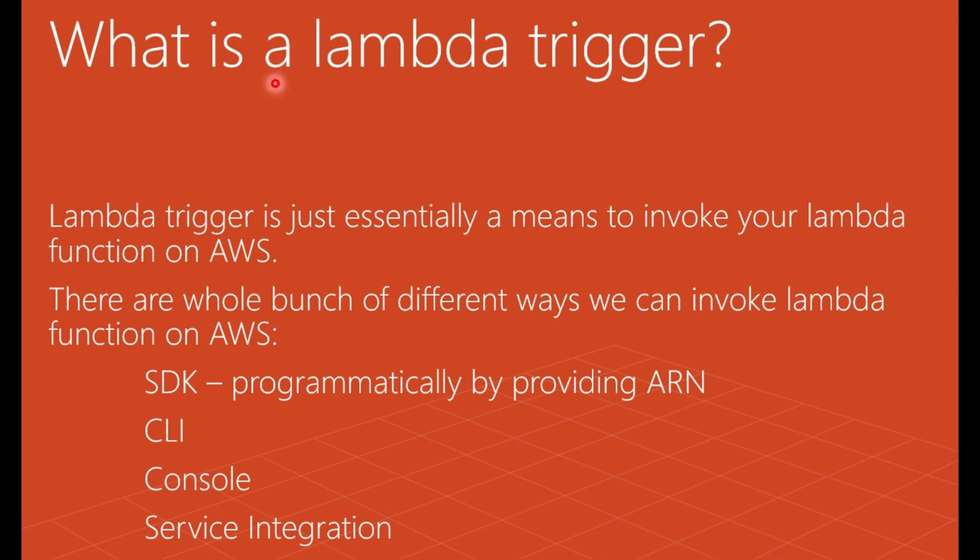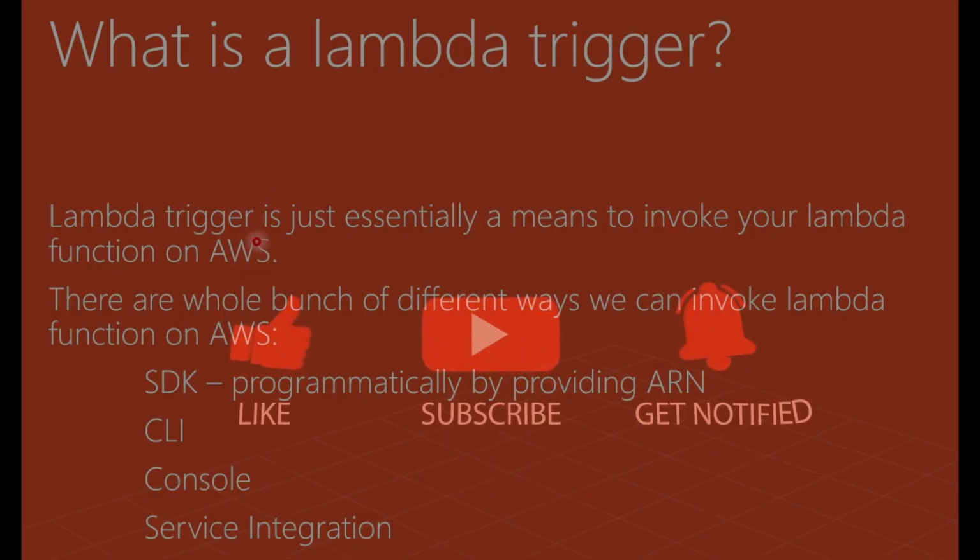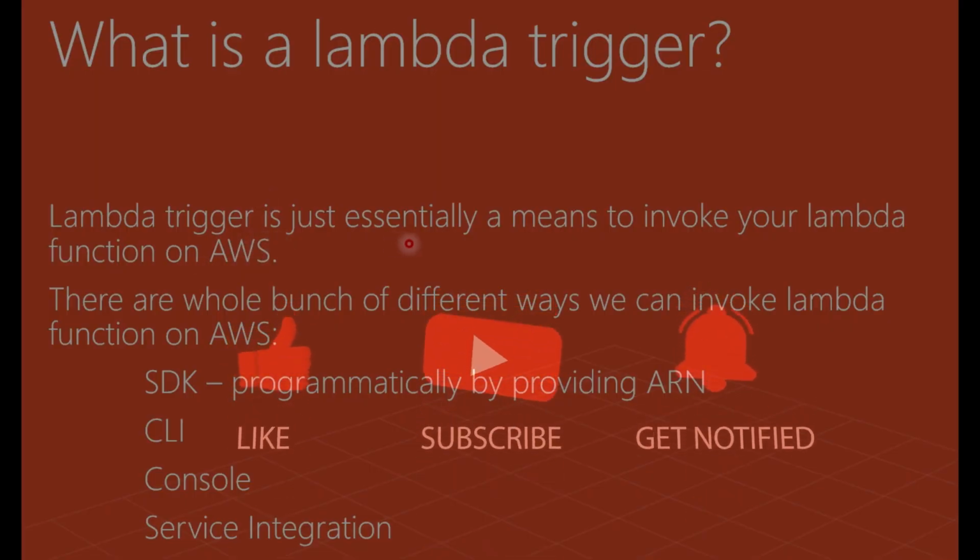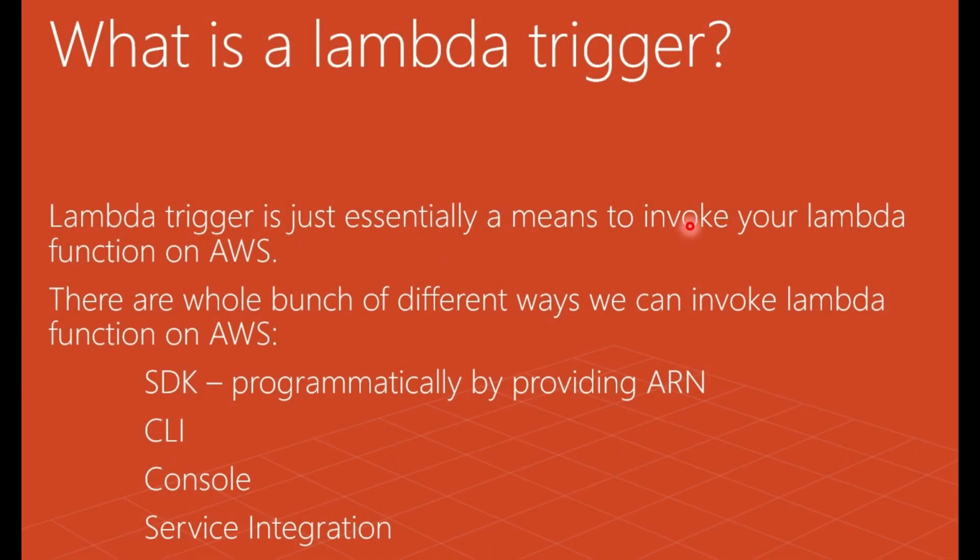What is a lambda trigger on AWS? Lambda trigger on AWS is just essentially a means to invoke your lambda functions on AWS. There are a whole bunch of different ways we can invoke lambda functions on AWS.